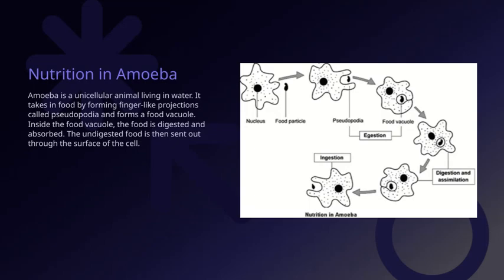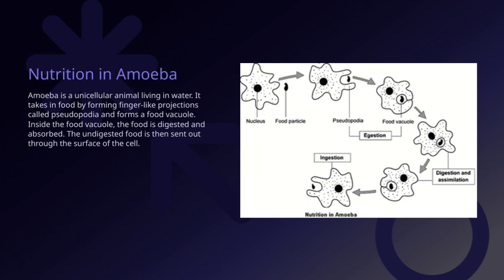Amoeba is a fascinating example of a unicellular animal, and it primarily lives in water environments. One of the most interesting aspects of its survival is how it takes in food. Instead of having a mouth like humans do, the amoeba uses tiny, finger-like projections called pseudopodia to reach out and surround its food. These pseudopodia help the amoeba to engulf food particles and form a food vacuole, which is like a small stomach inside the cell.